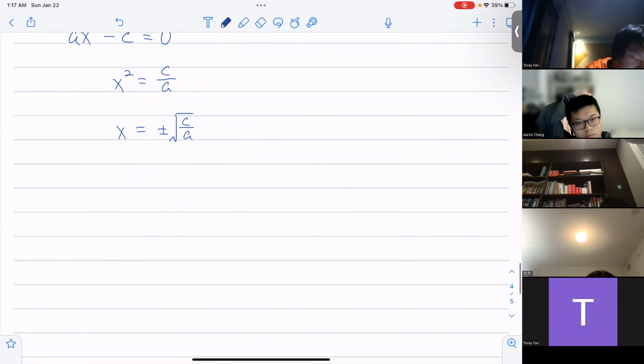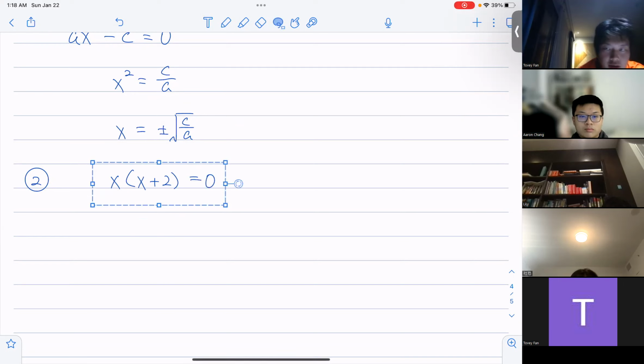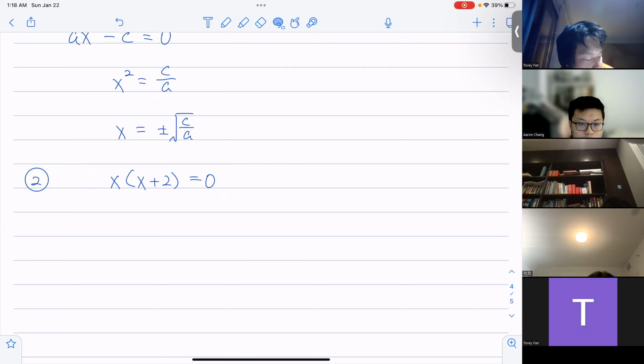Okay, if it makes sense, the second type. The second type of quadratics will be, let's just get an example. Let's say we have x times x plus 2 equals 0, okay? For this kind of quadratics, always remember that this is a number times a number being 0, right? A number times a number being 0, it means that either the first number is 0 or the second number is 0. Does that make sense?